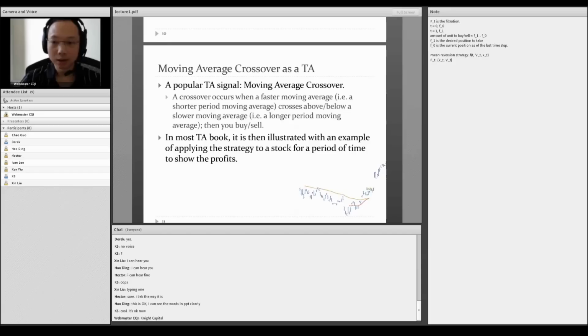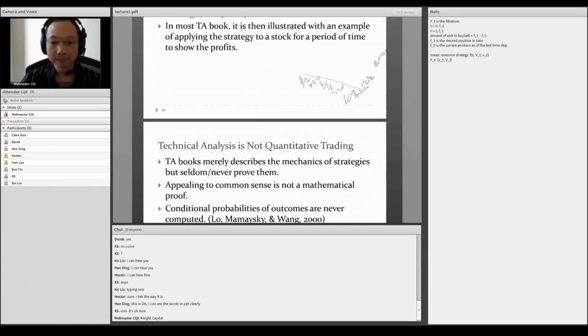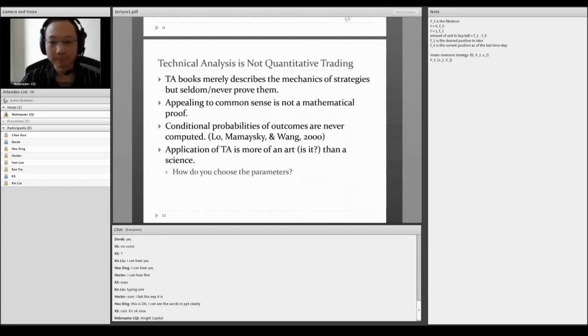But what I want to say is, this is not proof. Just showing you that this particular strategy works on a particular stock for a particular period of time is not a proof. It's just an illustration of the mechanics of the strategies. It's not a proof that the strategy will work, and it doesn't even tell you when this strategy will work. Now, if you think about it, why is this not proof?